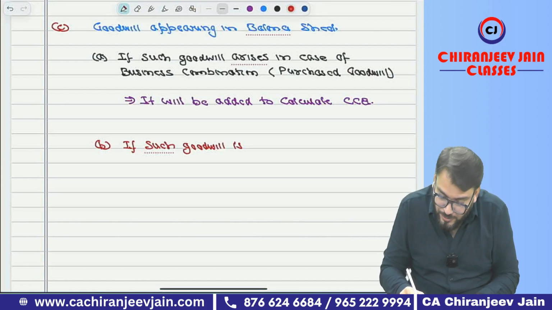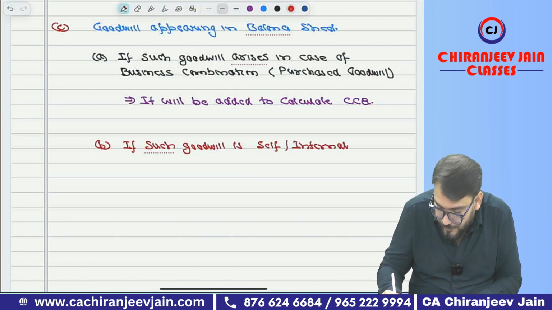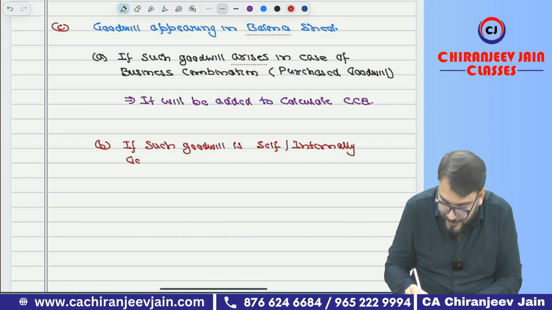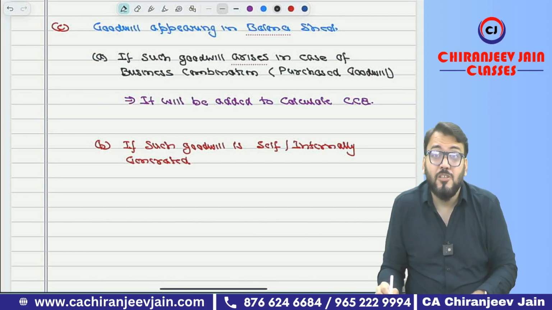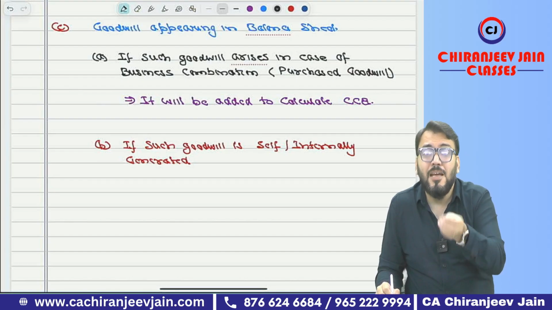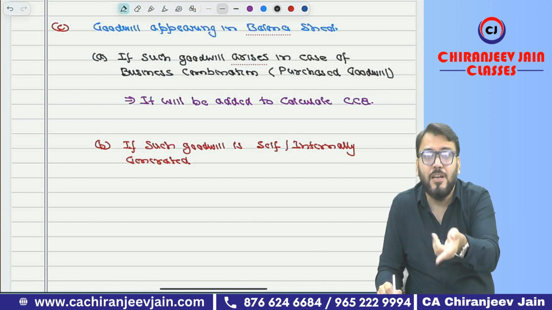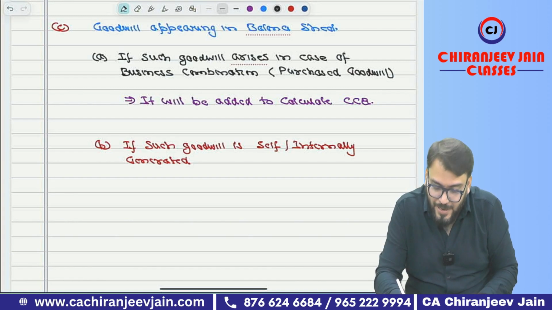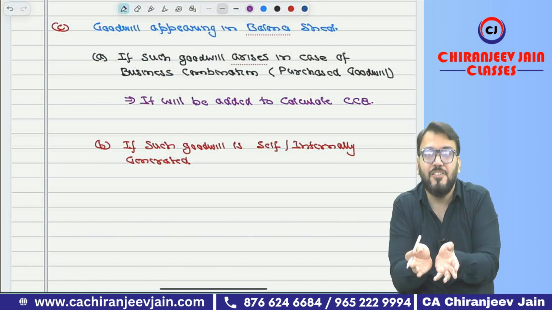Okay, sir. If such goodwill is self or internally generated, now one doubt will come: if it is self-generated, how can it be recognized in the balance sheet? There might be some error in the question. They have given a balance sheet where they have written that self-generated goodwill is recognized. We are here to understand it is self-generated, cannot be recognized, so it should not be added.